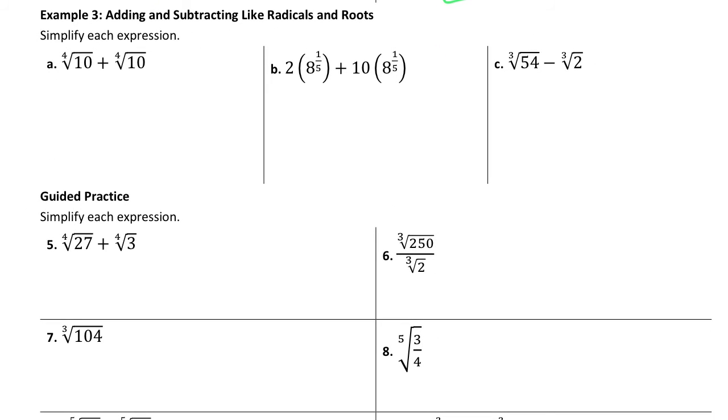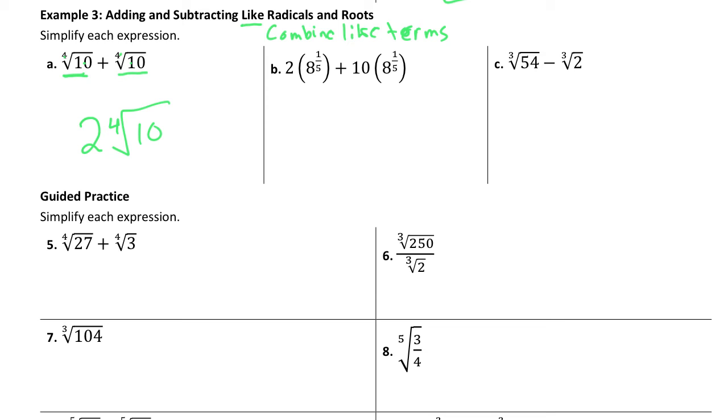Adding and subtracting like radicals and roots is a little different, but I think of it as no different than combining like terms. So in part A, this is not the 4th root of 20. I don't do 10 plus 10. These are the same root, same number inside the root. So this is 1/4 root of 10 plus 1/4 root of 10 is 2 4th roots of 10.